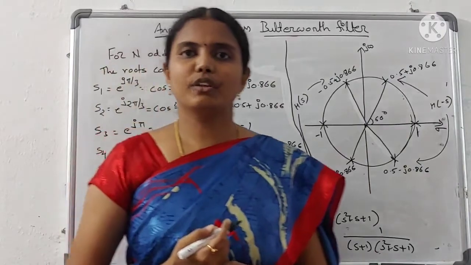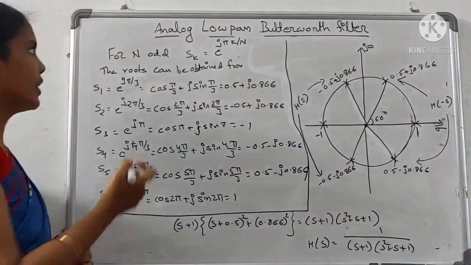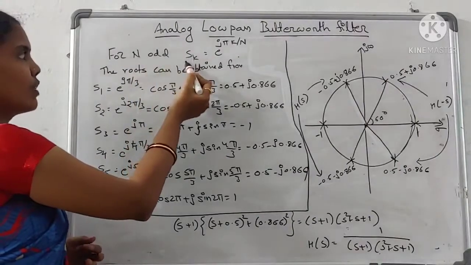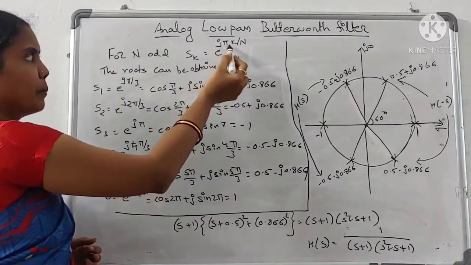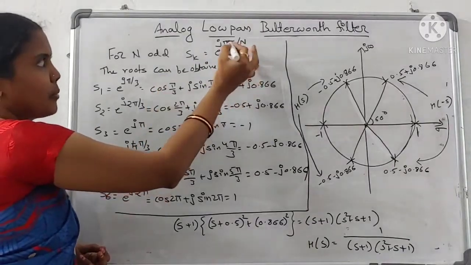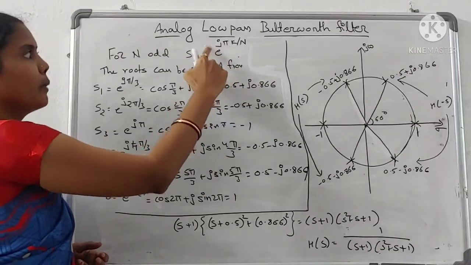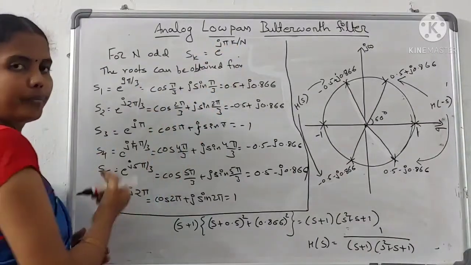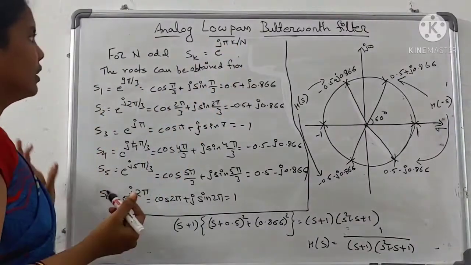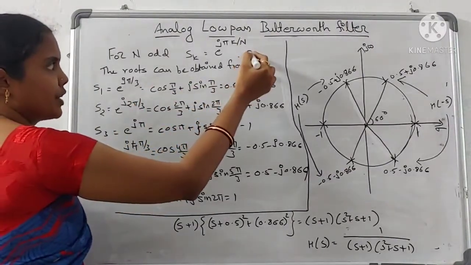See the continuation of previous lecture. In the previous lecture we have seen for n is odd, the value of s_k is e power j pi k by n. In the previous lecture, by mistake a 2 was written there; it is not there. It is e power j pi k by n. Now the roots can be obtained from this equation.